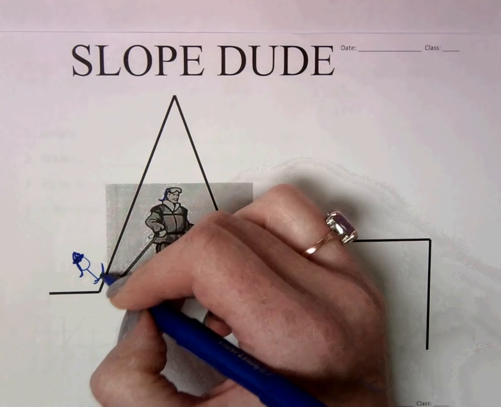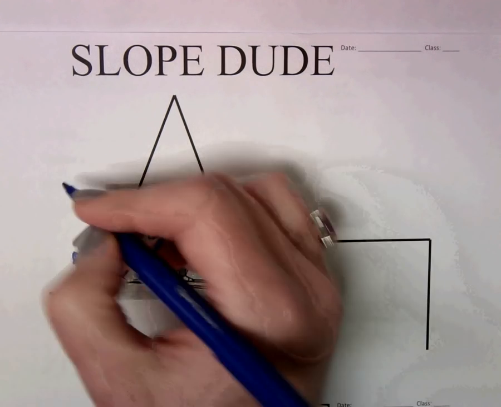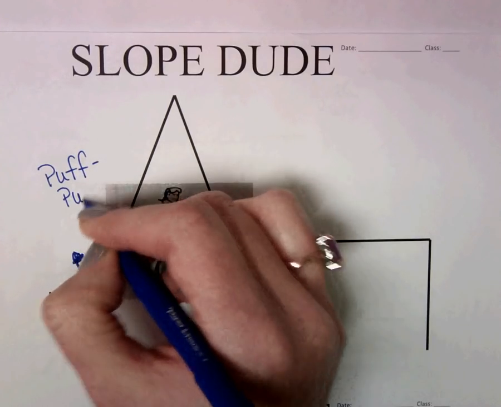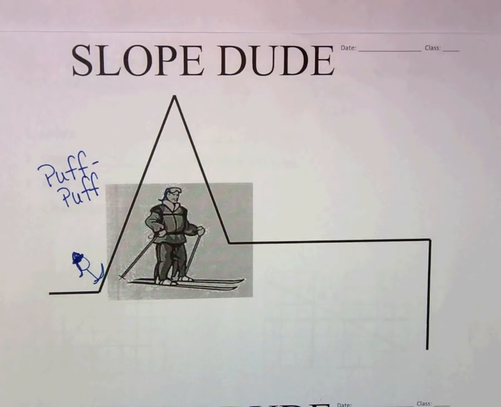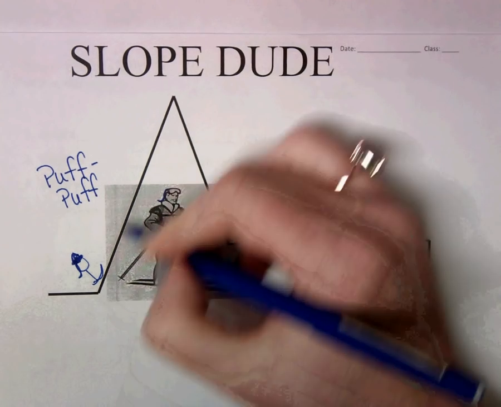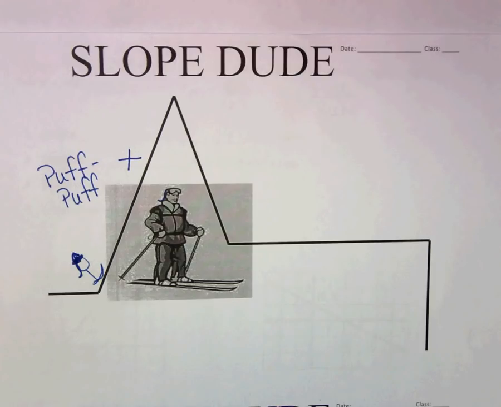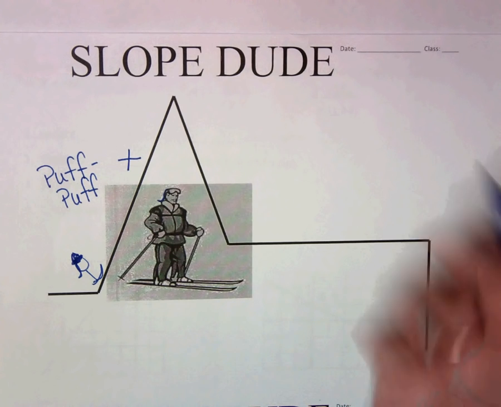If you're trying to ski up a hill, that's really hard. You're going to be working hard, you're going to be out of breath, puffing up the hill. When we have a slope that angles this way, we consider that a positive slope. And that's really important. We need to start recognizing positive slopes and negative slopes.